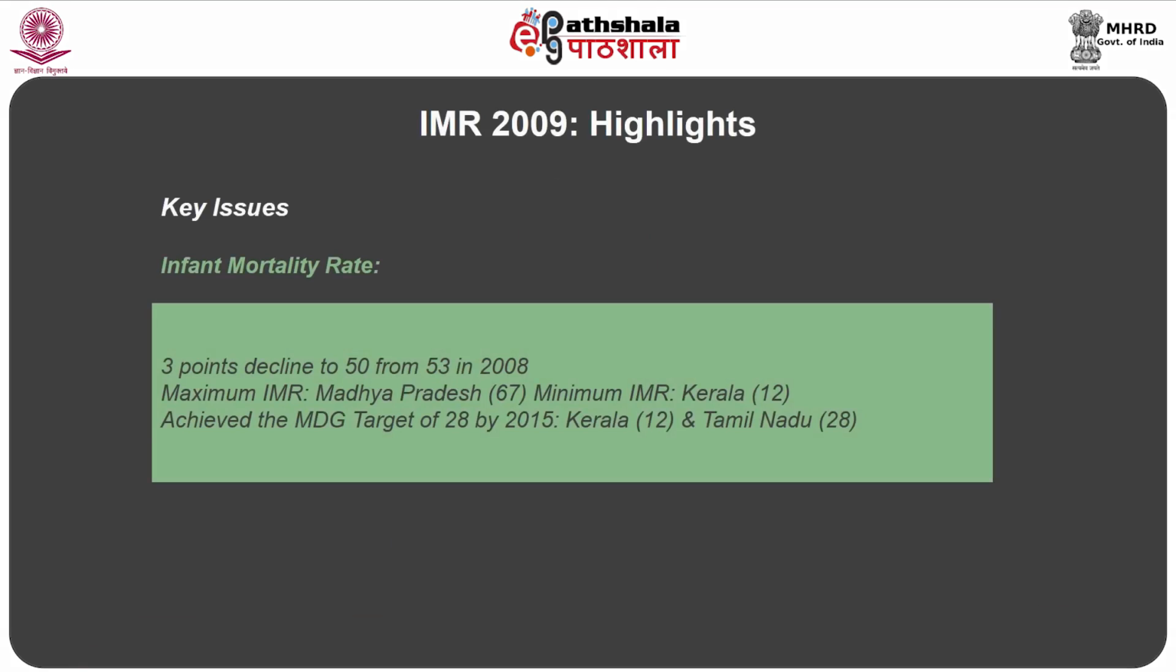That is why if we look at infant mortality in India, it has registered a 3 points decline from 53 to 50 in 2008 and has come down further to around 40 in 2015. The maximum reduction in infant mortality rate is noticed in Madhya Pradesh, from 67 points, and the minimum infant mortality was noticed in Kerala, at 12. Similarly, Kerala and Tamil Nadu have achieved the MDG target of 28 by 2015.